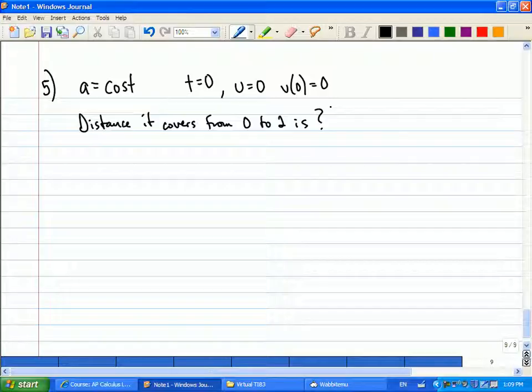Okay, so at this point I'm going to pause it. I'm going to let you guys work through and see if you're experts now on motion along a line. I'll review it with you in a couple minutes, okay? But see if you can work this one from top to bottom. Okay, so let's walk through and see how you did.